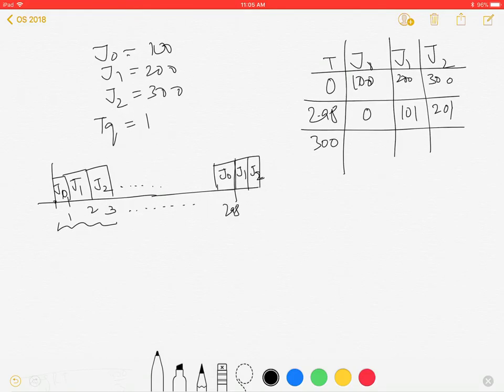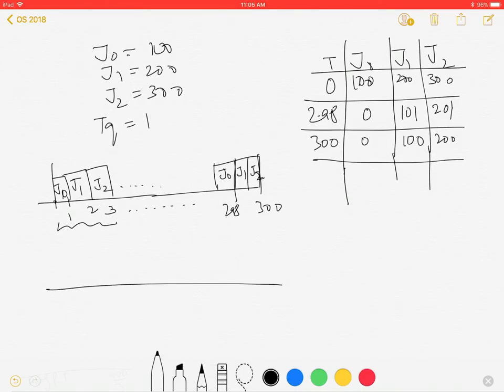At time t equal to 300, J0 is completed, J1 has 100 units left, J2 has 200 units left. Now we still want to run them in round robin fashion, but since J0 is completed, only J1 and J2 will execute beyond this point of time. So let's look at how they'll execute beyond 300. From 300 to 301, we'll have J1 executing, followed by J2 running from 301 to 302. So now they'll run in blocks of 2, where earlier they were running in blocks of 3.